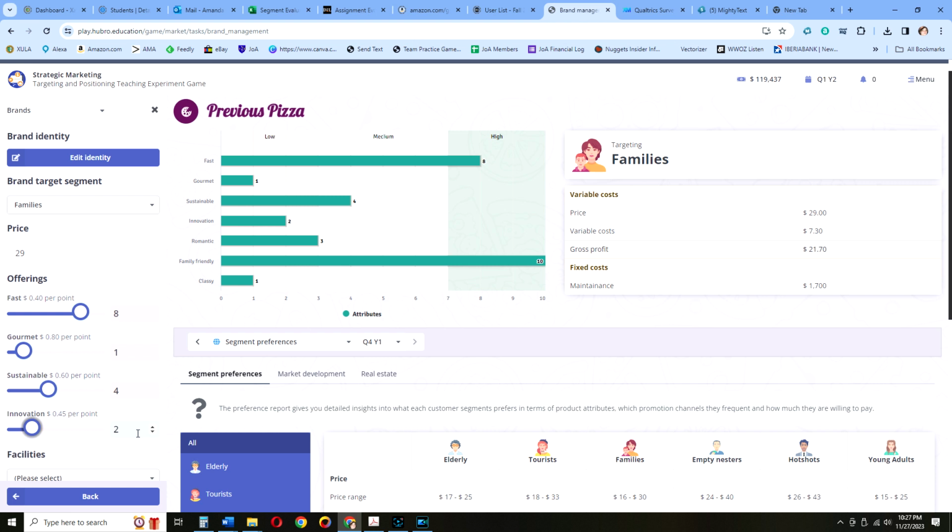So if we add those together, $3.20 for fastness, 80 cents to make it gourmet, $2.40 to make it sustainable, and 90 cents to make it innovative, then that is going to give us the variable cost total of $7.30 per pizza. So that's where this $7.30 per pizza comes from. And notice if we decided, for example, to make it less fast, I pull down the slider, and as I pull down the slider, now I have lowered our rating on that attribute, and my cost per pizza has gone down. Okay, I'm going to put it back up to 8 for what they want.